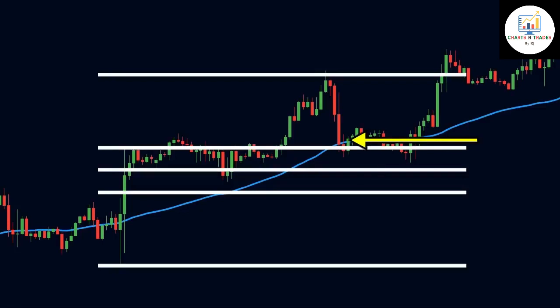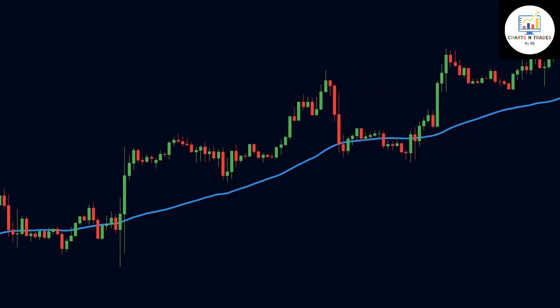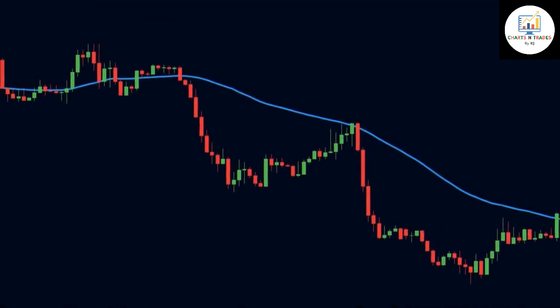A logical place to set our stop loss will be the level below our entry point, that is the 50% level. We can place our targets at the near-term highs. And as you can see, the price consolidated near our entry point for some candles, but it eventually achieved our target. Now let's look at a sell trade.